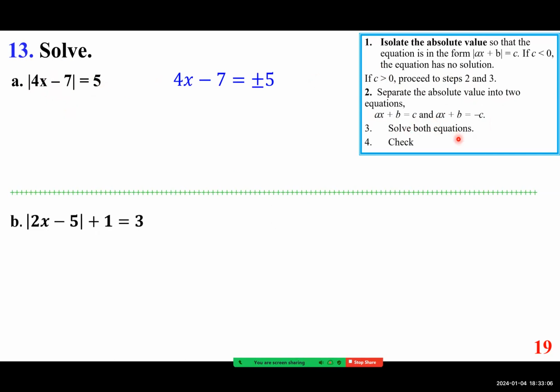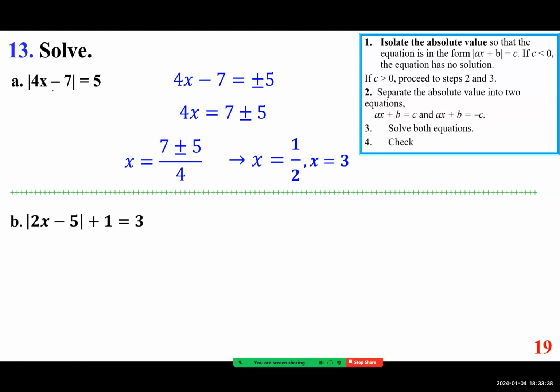So to solve, I'm going to move the negative 7, it becomes positive. Then I'm going to divide by 4. And here's what happens. If I add 7 and 5, I get 12 over 4, which is 3. If I say 7 minus 5, I get 2 over 4, which is 1/2. And it is extremely important to check. So I'm going to show you, if we check the answer, I check one of them. For example, I'm going to check 1/2.